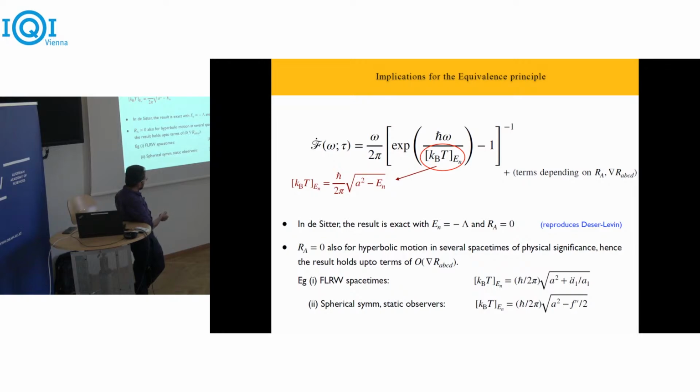Okay. Similarly, if you do it in Schwarzschild spacetime, and this is more interesting, usually you just naively apply the equivalence principle and say that a static detector in Schwarzschild would just see a temperature h bar A by 2 pi, where A is the acceleration of the static detector. Okay. But this actually tells you that even that is going to be corrected by the presence of Riemannian curvature.